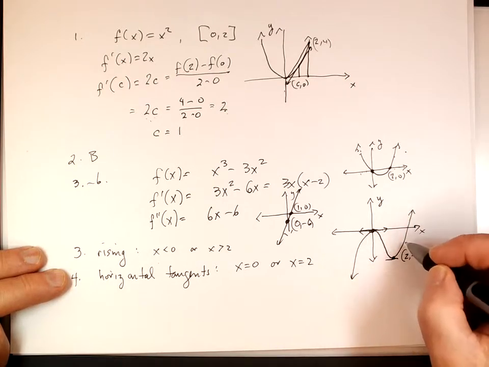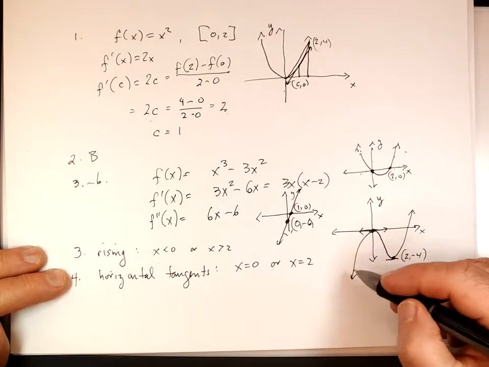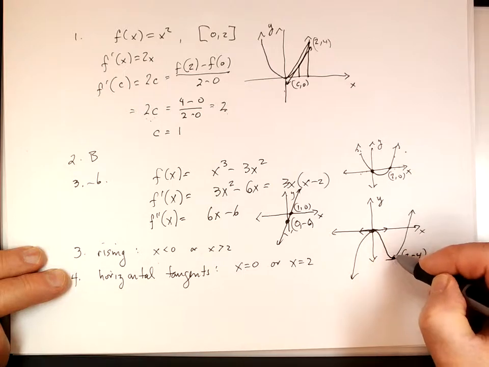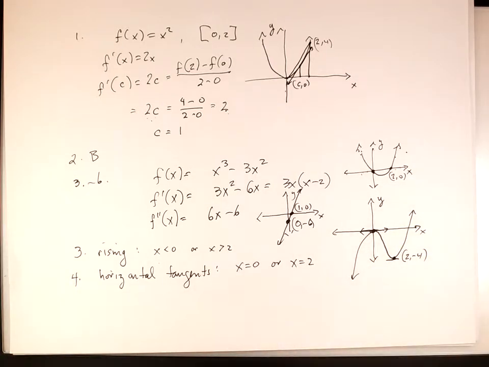This is the graph of my original function. Rising, falling, rising. Okay? Yes? The horizontal tangents, you look at where the first derivative, where the roots are? Yes.